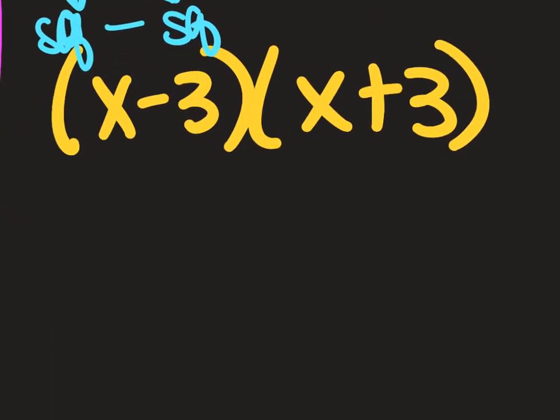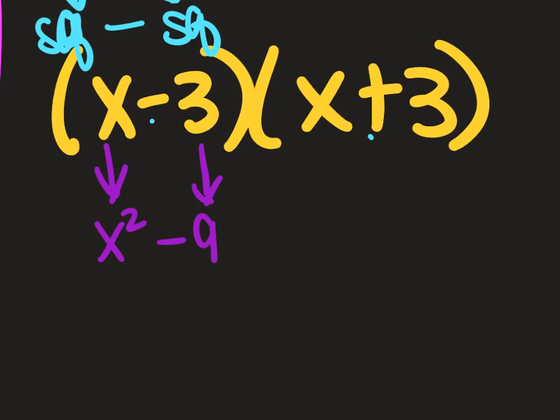All right, so let's look here. Here we have a conjugate meaning a positive and a negative in between two of the same terms. So, we square the first term, x squared, square the second term, 9, put a negative in the middle. That's it, done. All right, you're questioning, why does this work? All right, let's talk about why this works.